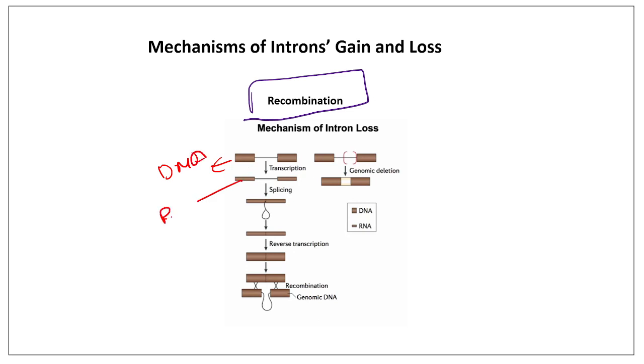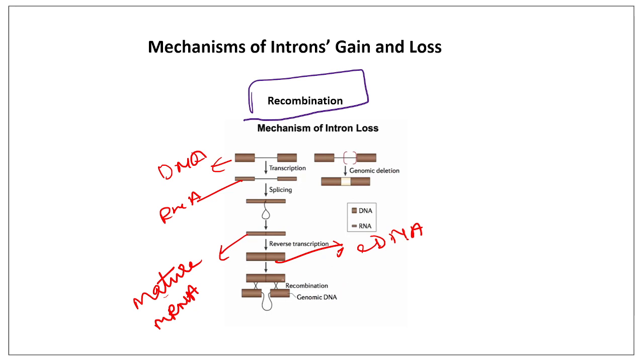Transcription happens, RNA is formed. Splicing happens, this is removed. Okay, now this is your mature RNA, this is your mature mRNA. Then this mature mRNA undergoes reverse transcription and forms cDNA. Now this cDNA has a complementary sequence to this genomic DNA, because from that only it is bound.